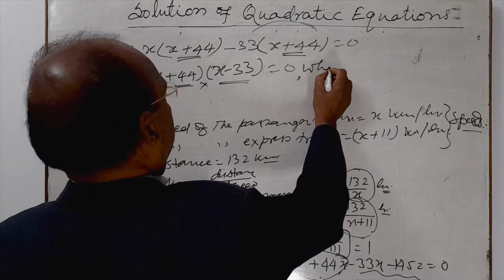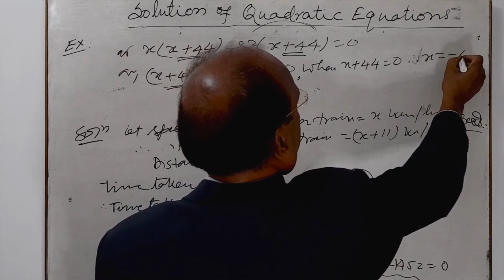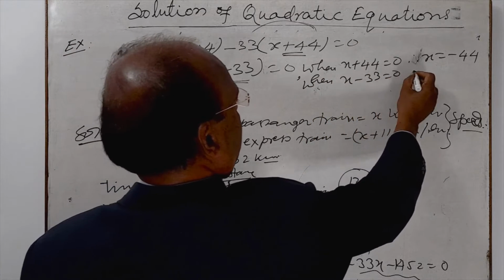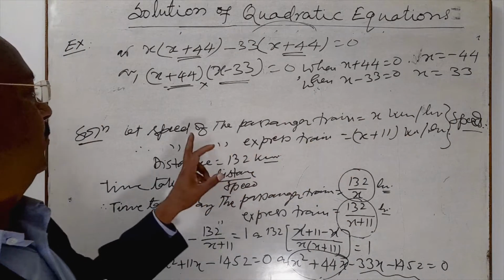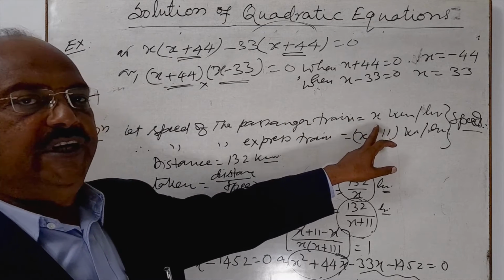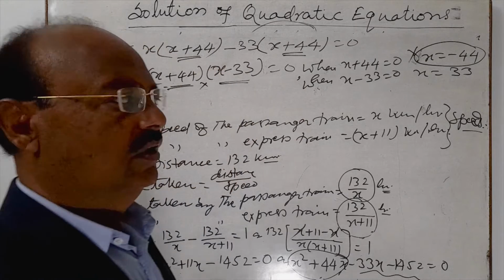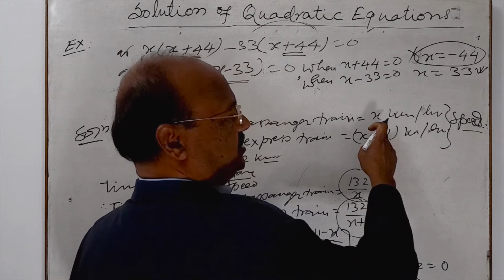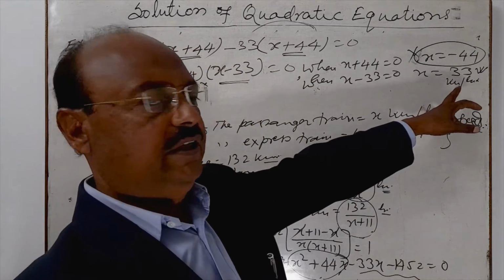So when x plus 44 is equal to 0, therefore x is equal to minus 44, and when x minus 33 is equal to 0, you are getting x is equal to 33. But what is x? We have supposed x is the speed of the passenger train. So speed cannot be negative value, isn't it? So x is equal to minus 44 is not acceptable. And you are getting here x is equal to 33. So x is speed of the passenger train, so unit will be kilometer per hour. This is speed of the smaller train.